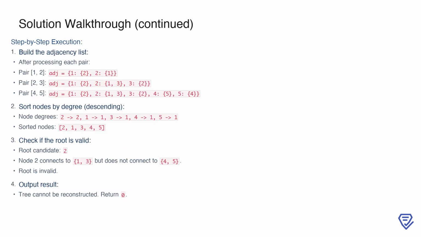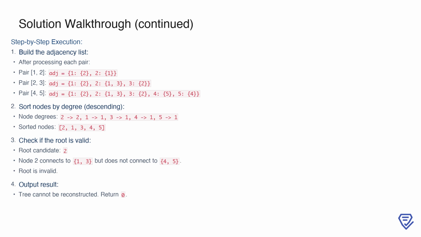For the final example, the input pairs are 1, 2, 2, 3, 4, 5. We begin by building the adjacency list. Processing 1, 2, we get adj equals 1: 2, 2: 1. Adding 2, 3 updates it to adj equals 1: 2, 2: 1, 3, 3: 2. Finally, incorporating 4, 5, we obtain adj equals 1: 2, 2: 1, 3, 3: 2, 4: 5, 5: 4.